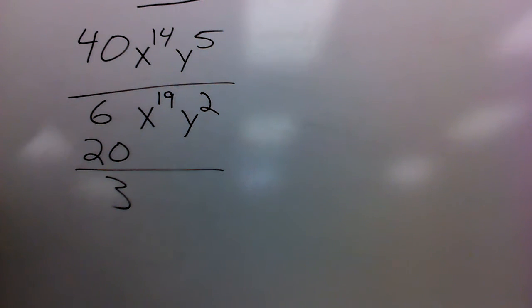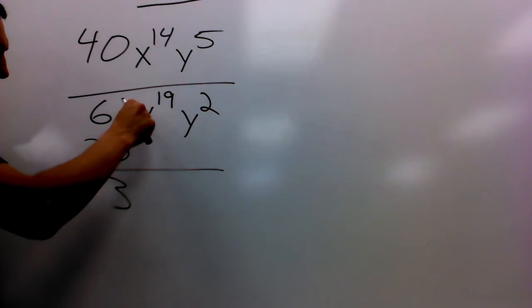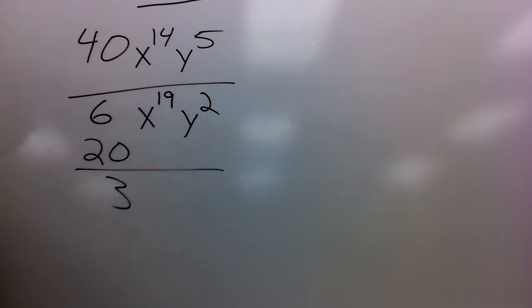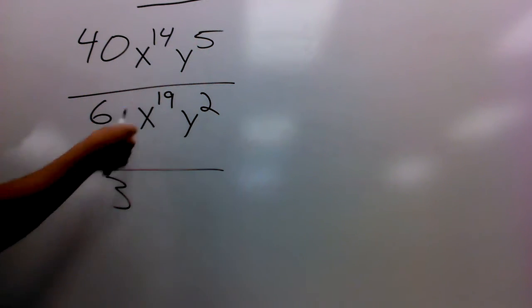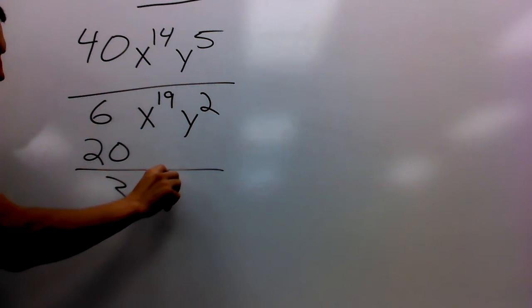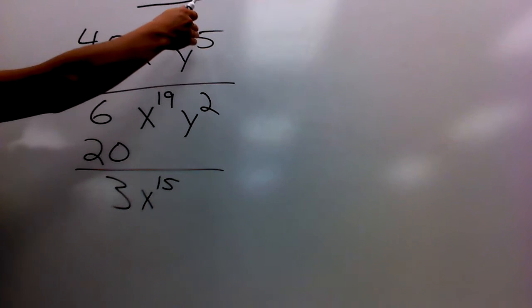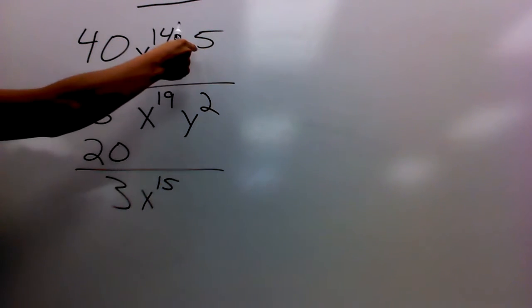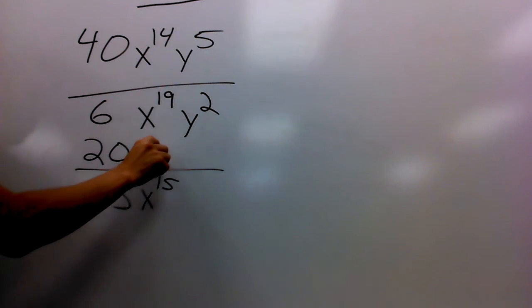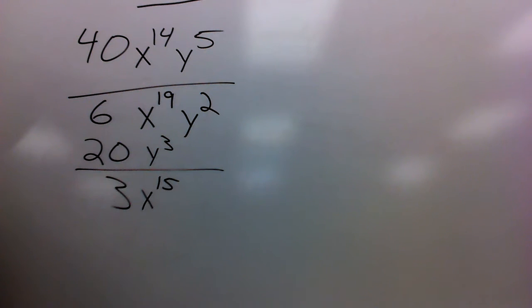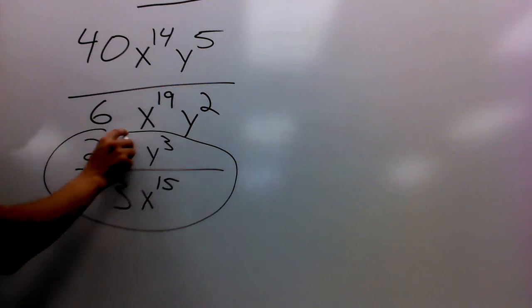That's the number part. The letter part, the variable part, we subtract. That's going to be x to the 5th. Now, where does it go? There are more x's on the bottom, so it goes on the bottom. Y to the 5th over y squared, we subtract again, and that's 3. Since there are more y's on top, it's going to go on top. Y to the 3rd. Beautiful. Look at that. Easy peasy, lemon squeezy.